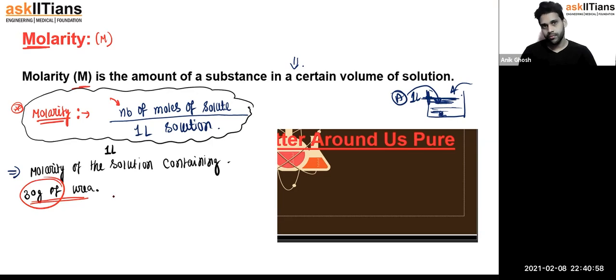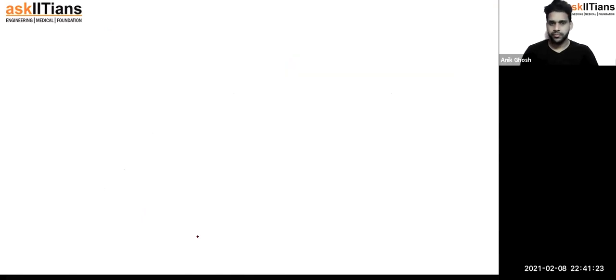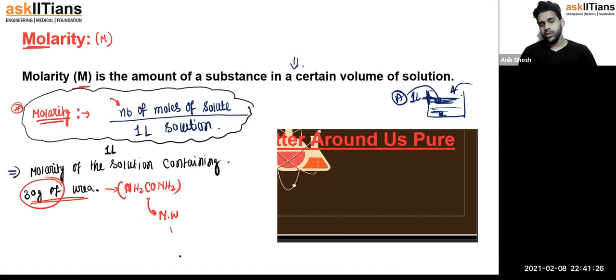Clear? Now urea is NH2CONH2. This compound is called urea. This was the first organic compound synthesized by German scientist Wohler. Okay, whatever. So this is urea. For urea, the molecular weight is going to come 60 grams. Okay, now I have 30 grams of urea. My work is to convert it into moles.